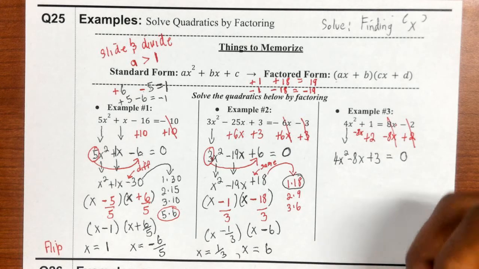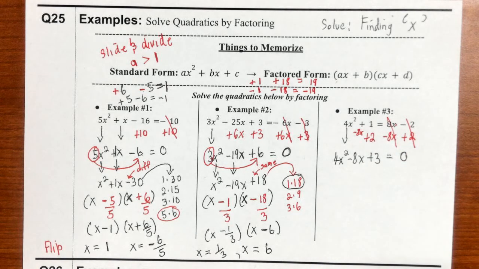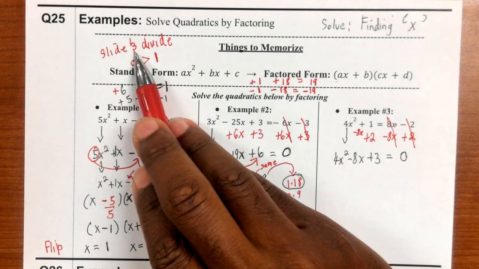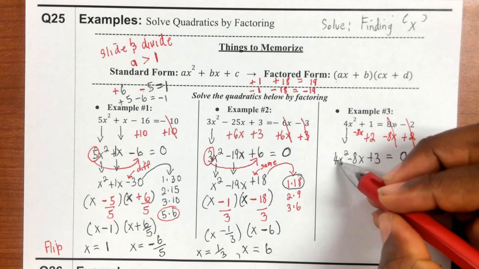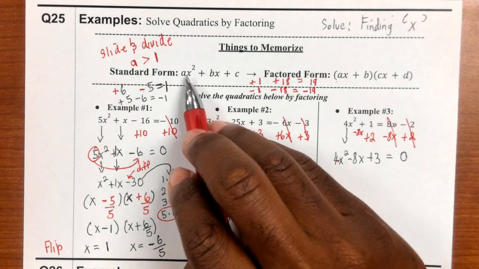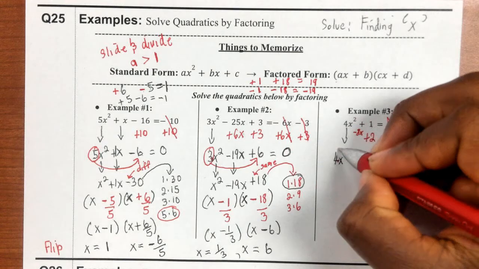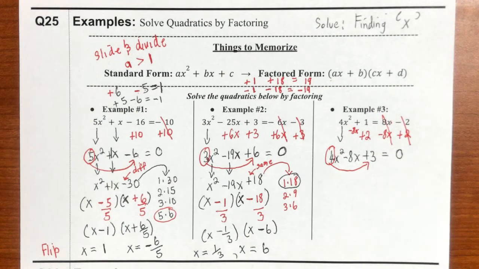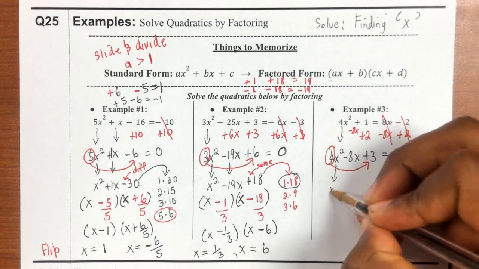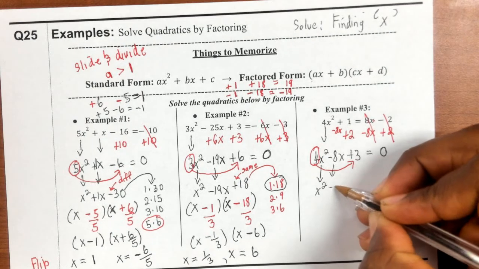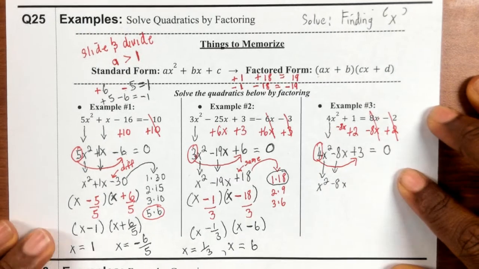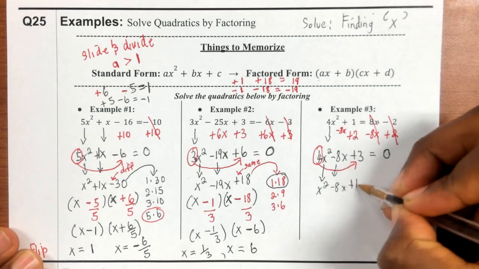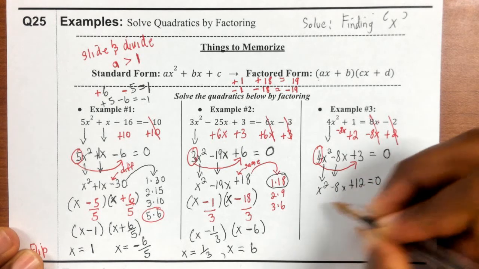Now I need to factor, guys, okay? But am I just going to factor regularly? No, I need to use slide and divide, because again, the number in front of my x squared is greater than 1. So I take this leading coefficient and I slide it to the 3. Okay? The x squared, I'm going to bring it down. The negative 8x, I'm going to bring it down. All right? And the 4 and the positive 3, I'm going to multiply to get positive 12. Okay? So now I'm going to factor.